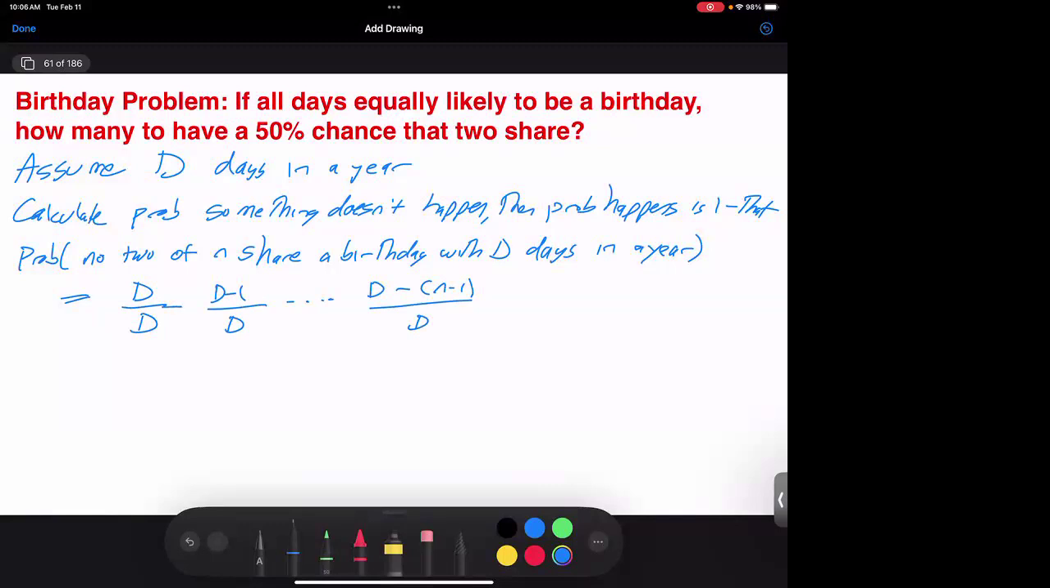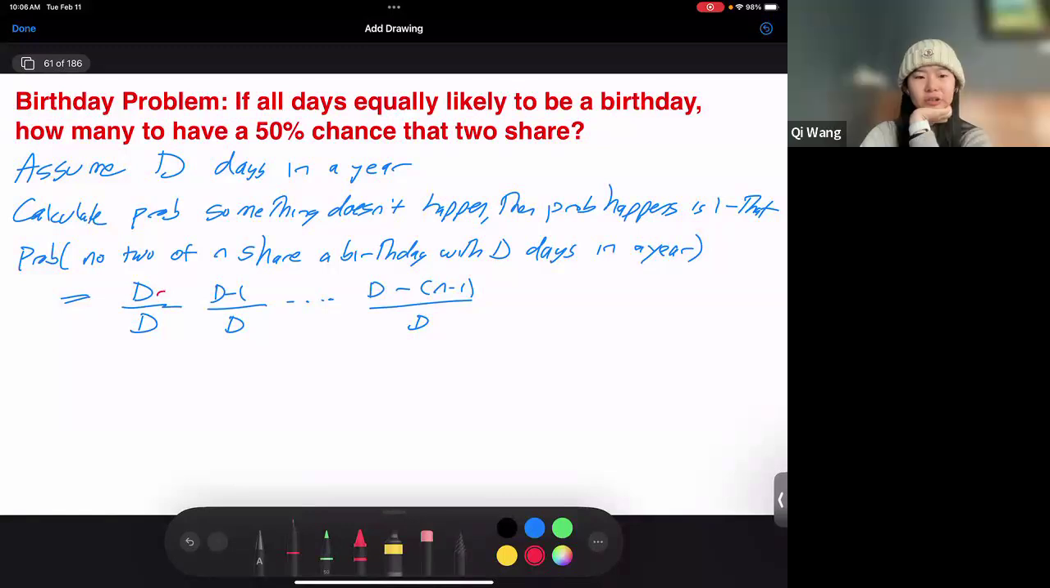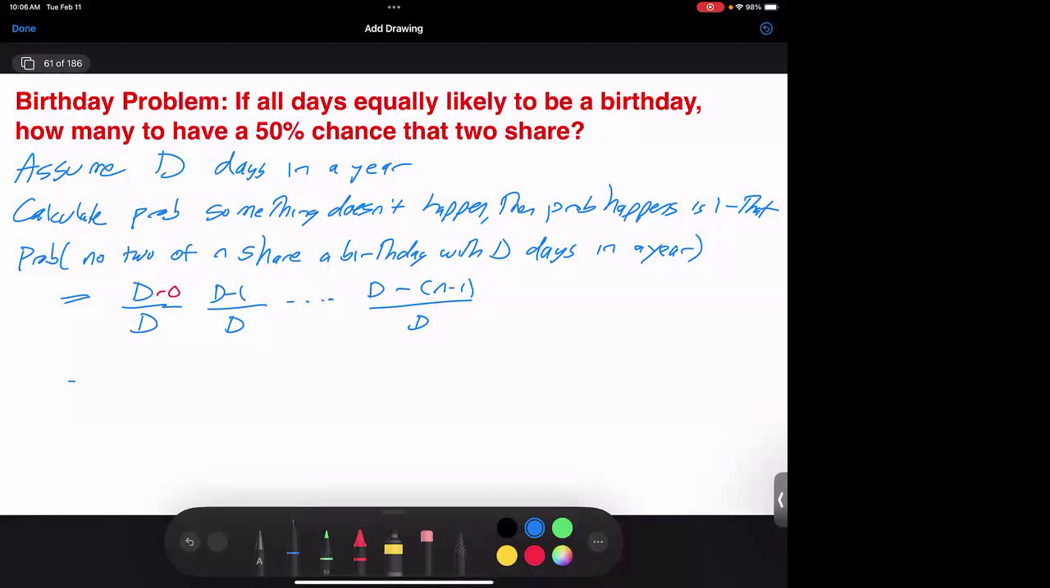So instead of writing it as D over D, how should I write the first term? I have D minus 1 all the way down to D minus n minus 1. I should write the first term as what? D minus zero. D minus 0. And so what I can do is write this in product notation.